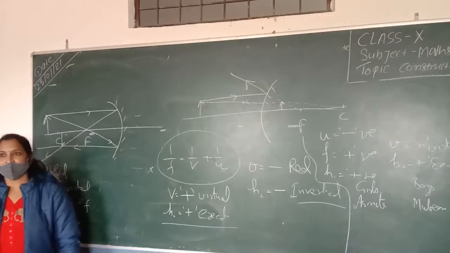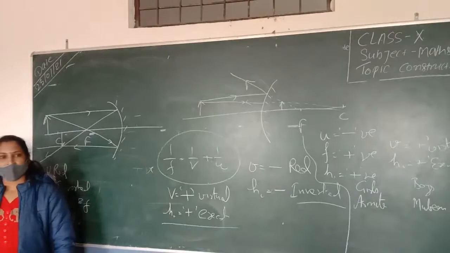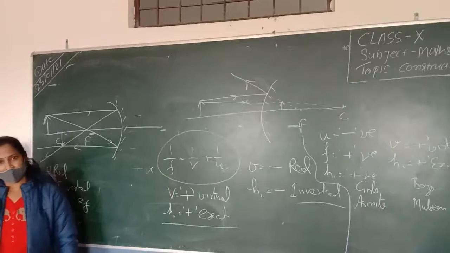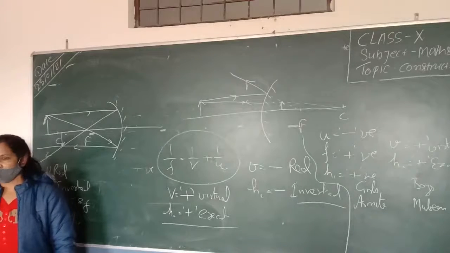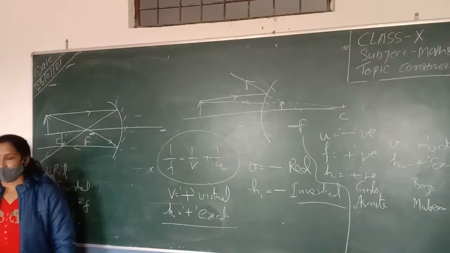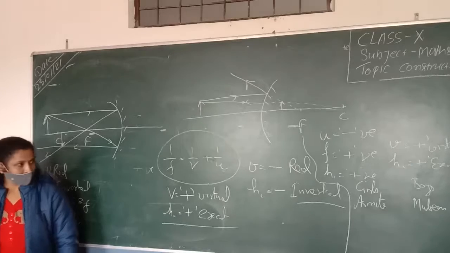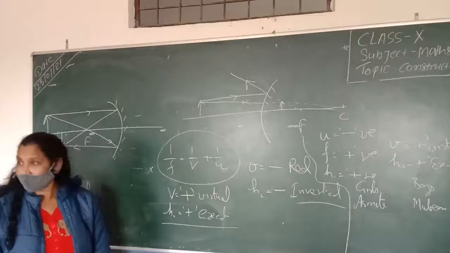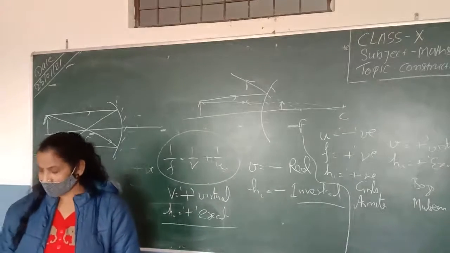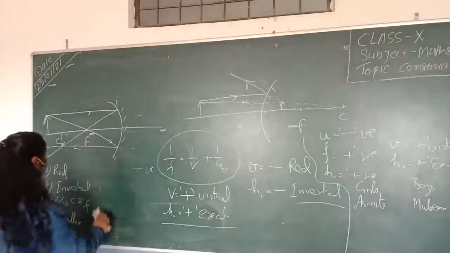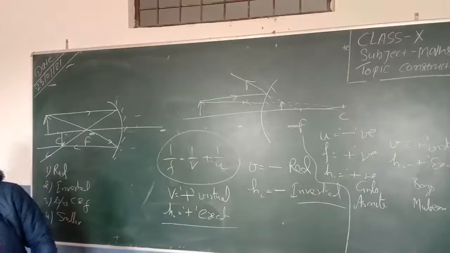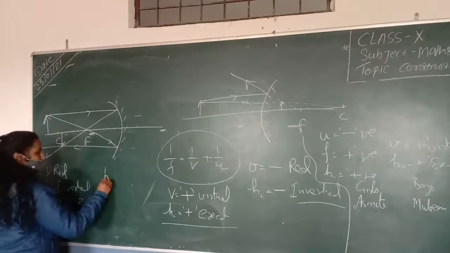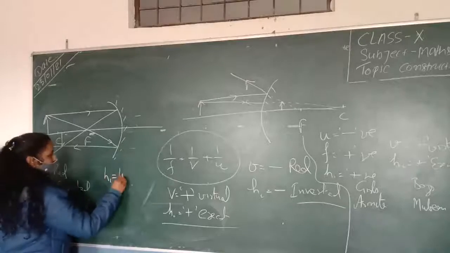Only 3 hands are there. Only 3 out of you know what is given in the question. 4. Only girls. Okay, your name? Ayush. Ayush, what information do you get from this question? H1 is given. What is the value of H1? 4 centimeter. 4 centimeter. Okay.